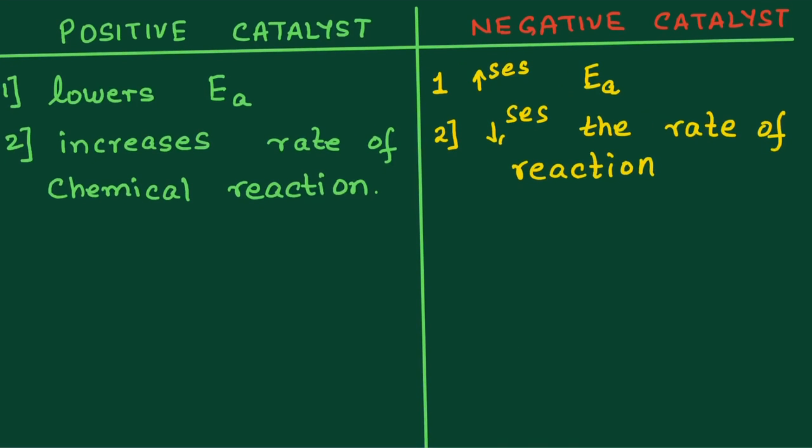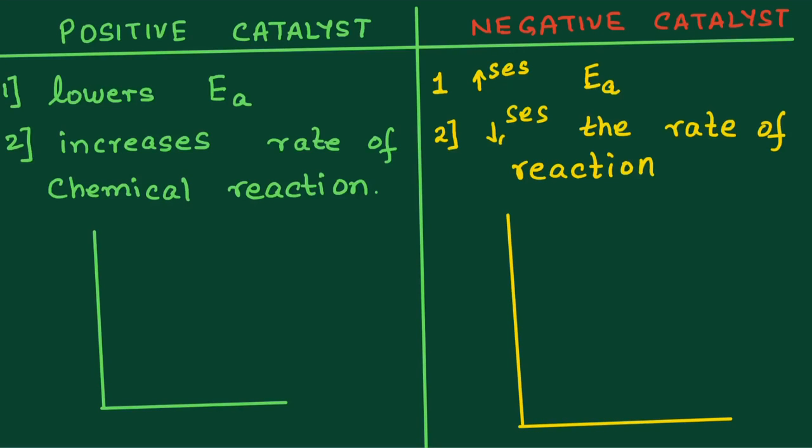So, can you draw the graph to show the behavior of a positive catalyst and the behavior of a negative catalyst? Go ahead, try and draw the graph for a positive catalyst and for a negative catalyst, the difference in the behavior. So let's suppose this is my curve. Here on the y-axis what do we put? Yes, the potential energy. On the x-axis is the reaction coordinate.